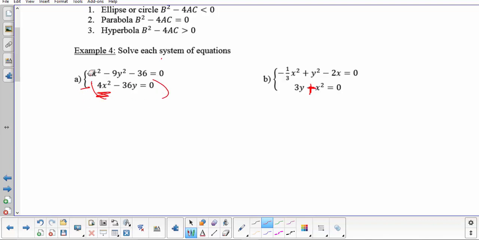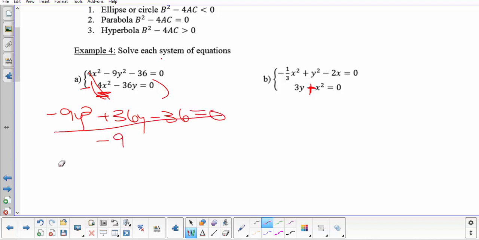So in doing so, 4x squared minus 4x squared cancel. 9y squared doesn't have anything to combine with, so we get negative 9y squared. Negative 36y turns into positive 36y, minus 36 equals 0. Before I finish factoring, I'm going to divide everything by negative 9. So I get y squared minus 4y plus 4 equals 0.